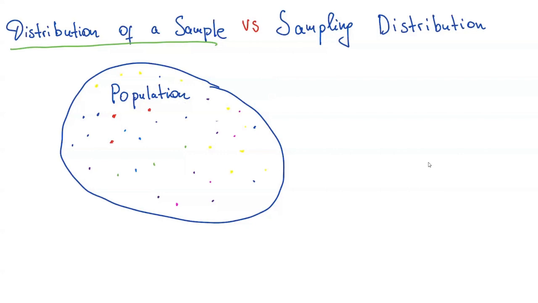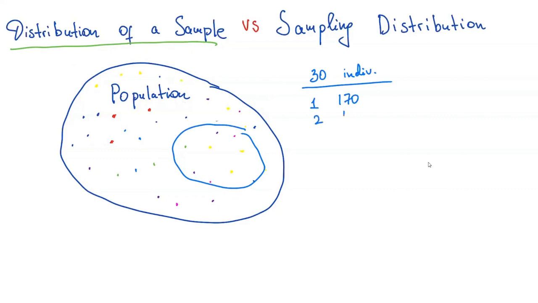So I randomly draw a sample from the population, let's say a sample of 30 individuals. Then I just record their height. Let's say first individual height is 170, second individual height is 162, and so on and so forth. And the 30th individual height will be, let's say, just 108.